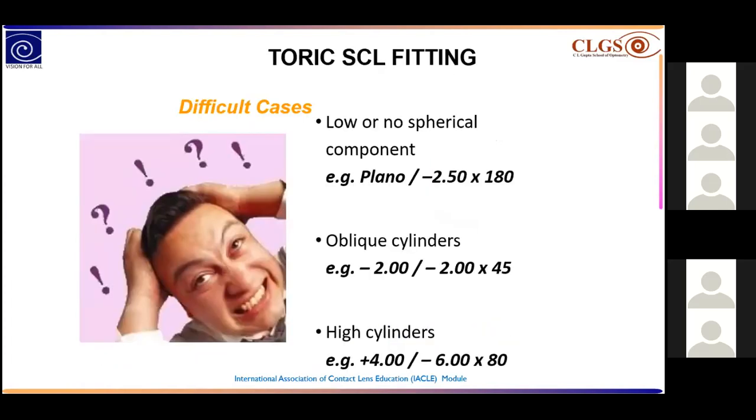So there are some difficult cases. If the patient has only cylindrical power, then the patient might not be happy with their vision. Also in cases of oblique cylinder and patients who have a high cylindrical amount in the spectacle prescription, the patient might not be happy with toric contact lenses. So we have to clearly explain, before prescribing contact lenses, that your vision might not be as good as with glasses, but binocularly you will be able to see comfortably. Or in these scenarios, we have to go with RGP lenses.